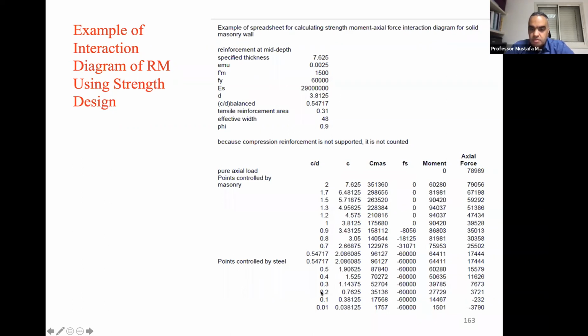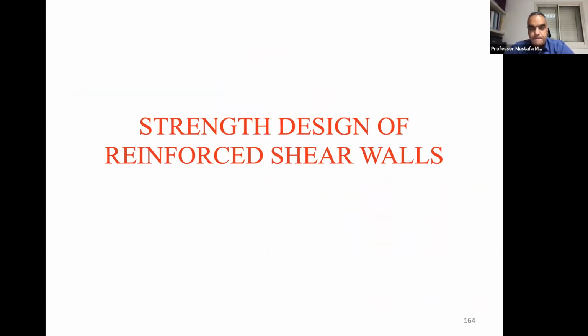This is the balance point here. The C values that are less than that, below that, are controlled by steel. Above that, controlled by masonry.